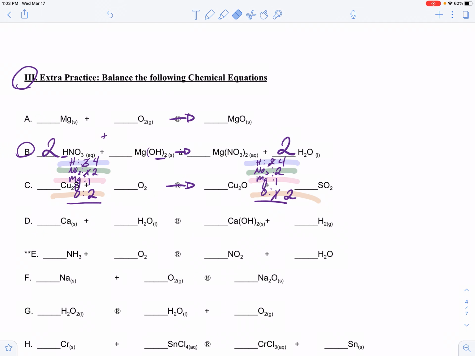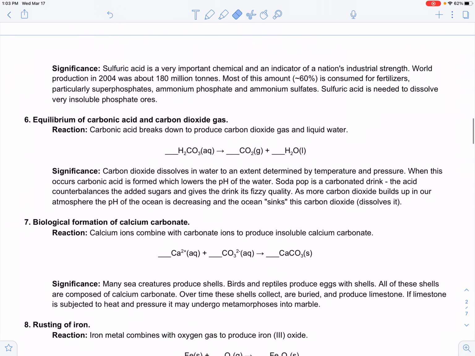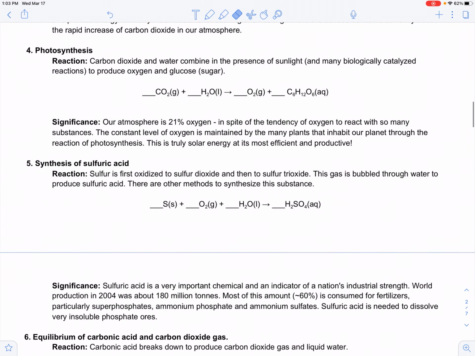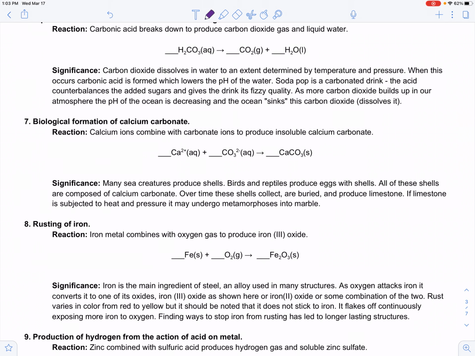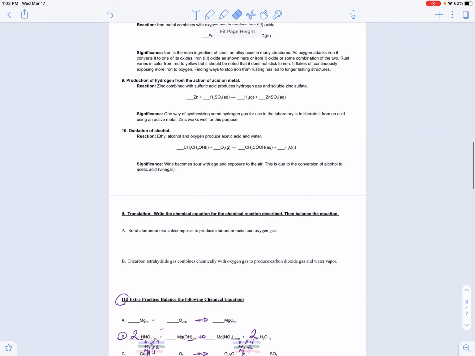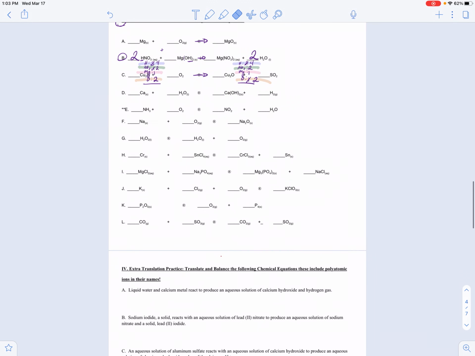So what you're going to do is go through this worksheet and balance them. Some of them are easier to balance. Some of them are a little bit trickier. If they are already balanced, you're just going to write the word balanced next to them so that I know that you looked at it and that you counted and you did your tally system. And then once you're finished with this on Friday, you are going to be submitting it.